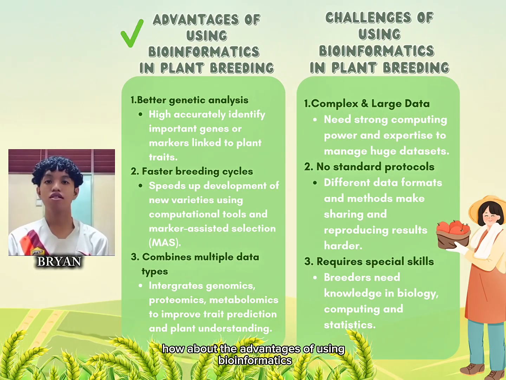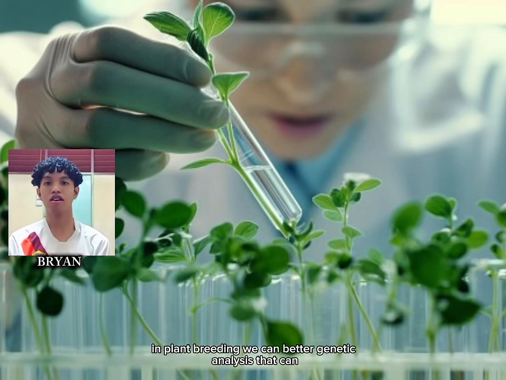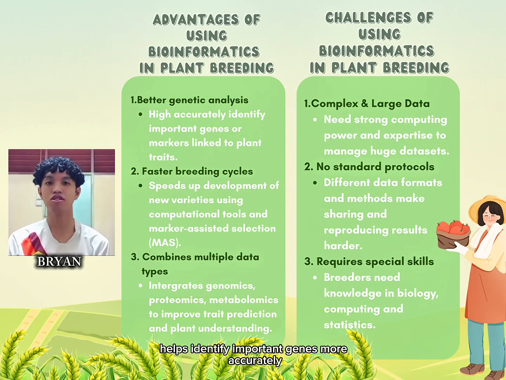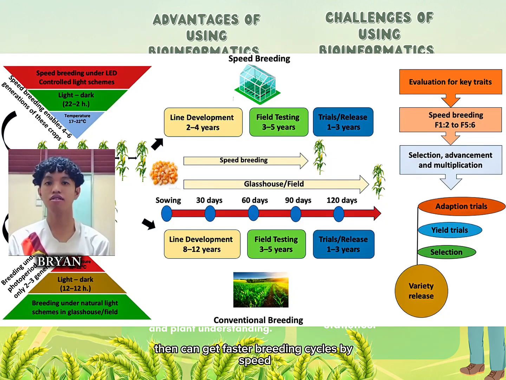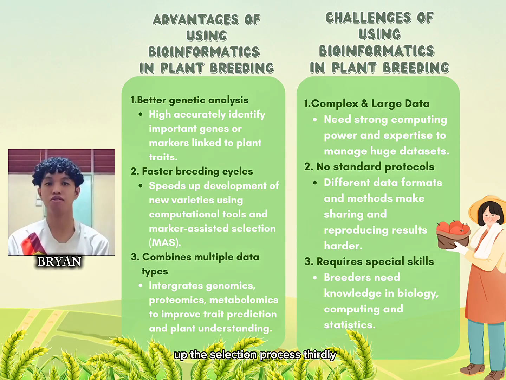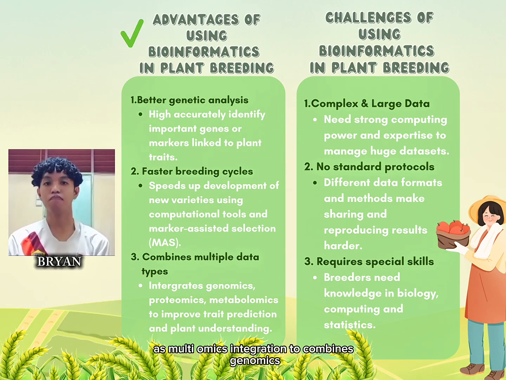How about the advantages of using bioinformatics in plant breeding? We can get better genetic analysis that can help identify important genes more accurately. Then, we can get faster breeding cycles by speeding up the selection process. Thirdly, multi-omics integration to combine genomics, proteomics, and metabolomics for better trait prediction.